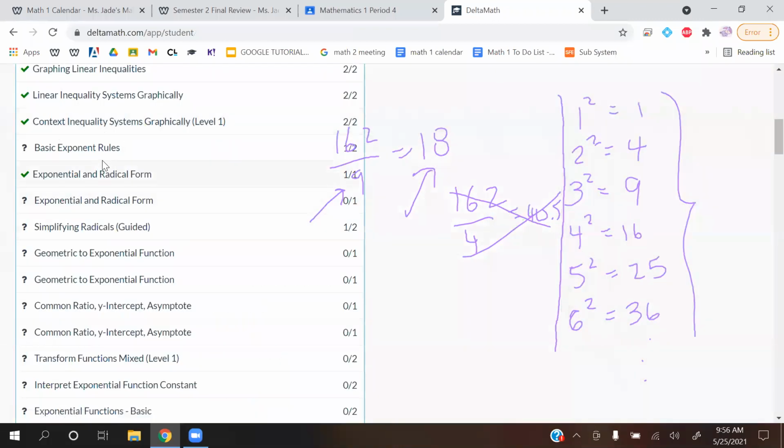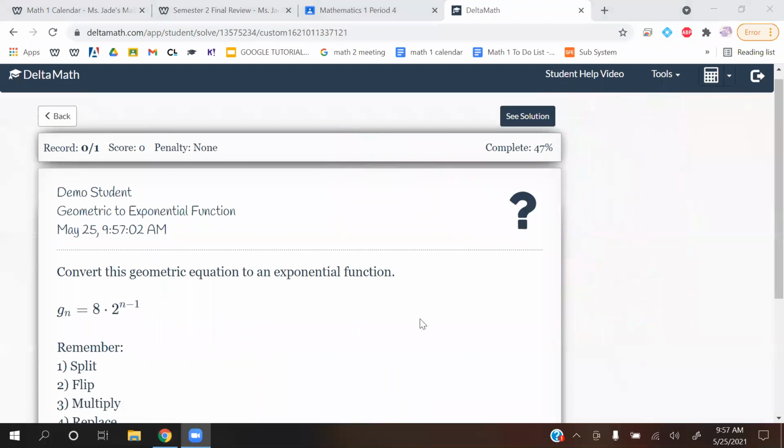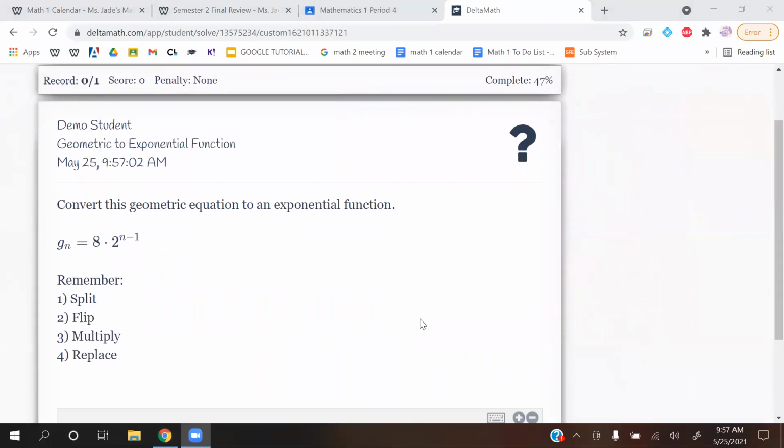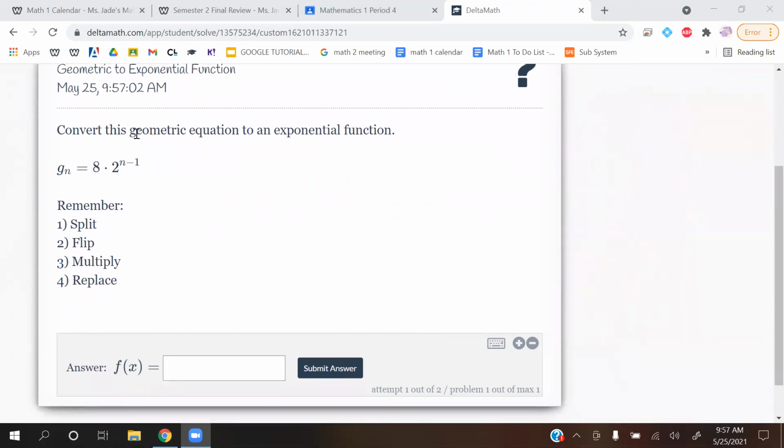Okay, let's do another one. So we just did that. Let's do geometric to exponential function. Okay. I believe for this one, we all have the same problem. So you might want to just look and do it together with me because I think we have the same one. So this one says convert this geometric equation to an exponential function.